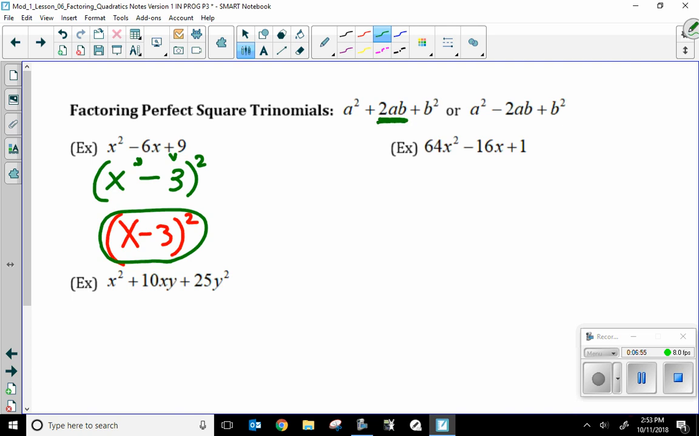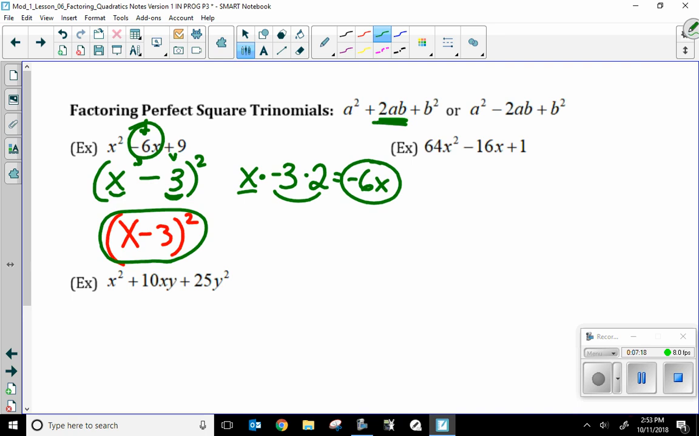This right here. If I take my first term, x, and multiply it times my last term, which is negative 3, and I double it, it should equal my middle term. Negative 3 times 2 is negative 6. Here's my x. Negative 6x. That's just a quick check. If that doesn't work, then I cannot do this method. Every time we do this, we're going to use this check right here.